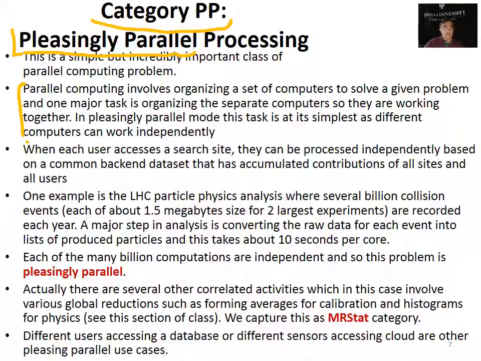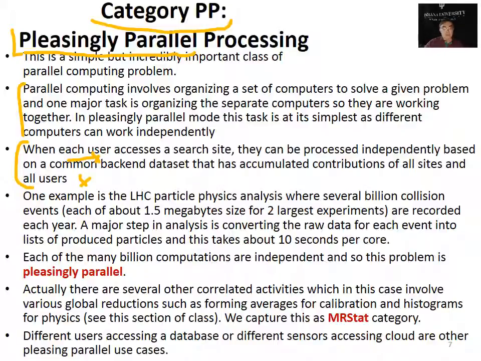So a good example of this is in search. When one user accesses a search site, the other user can be done totally independently. So each user can be analyzed independently. So that's a pleasingly parallel example.